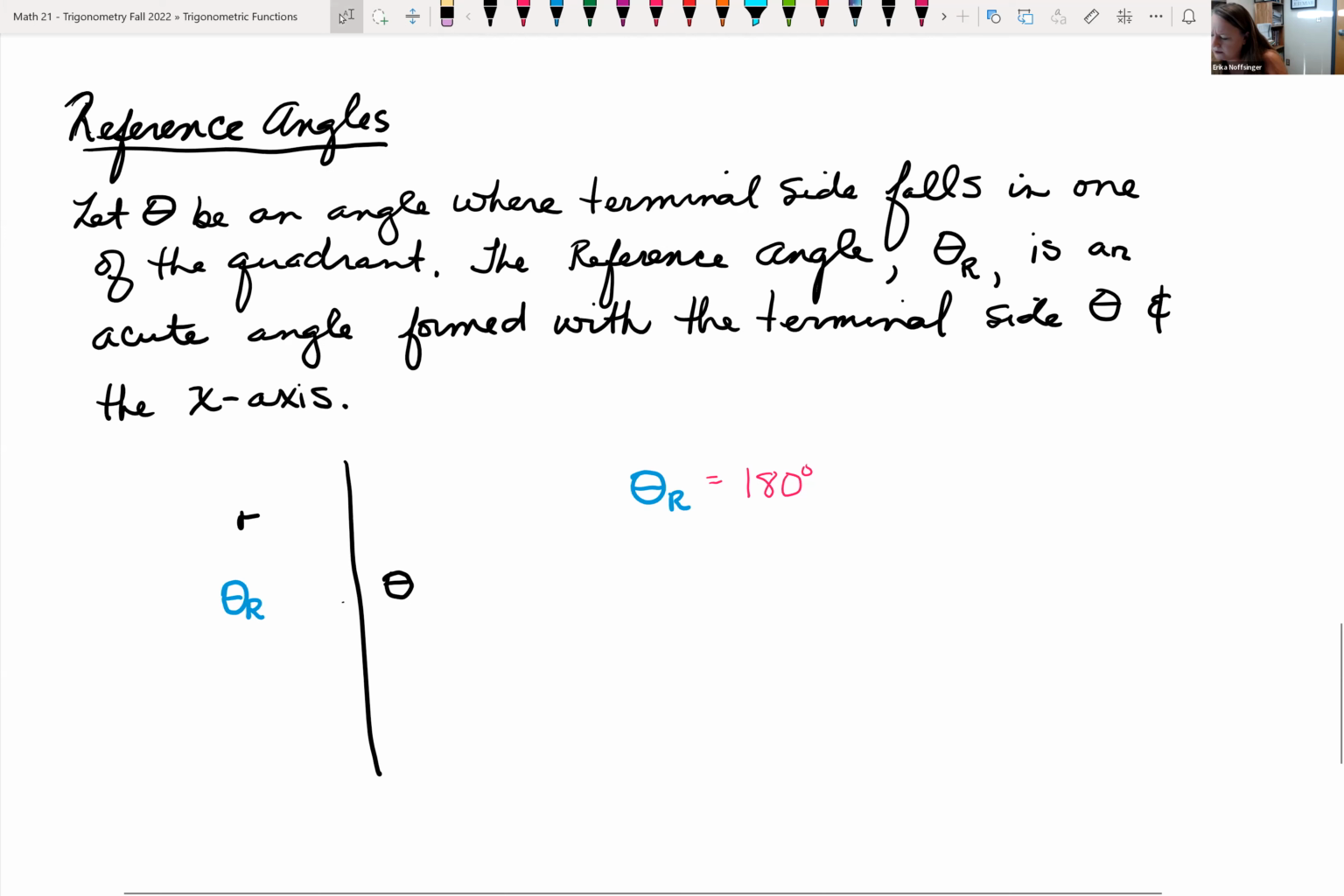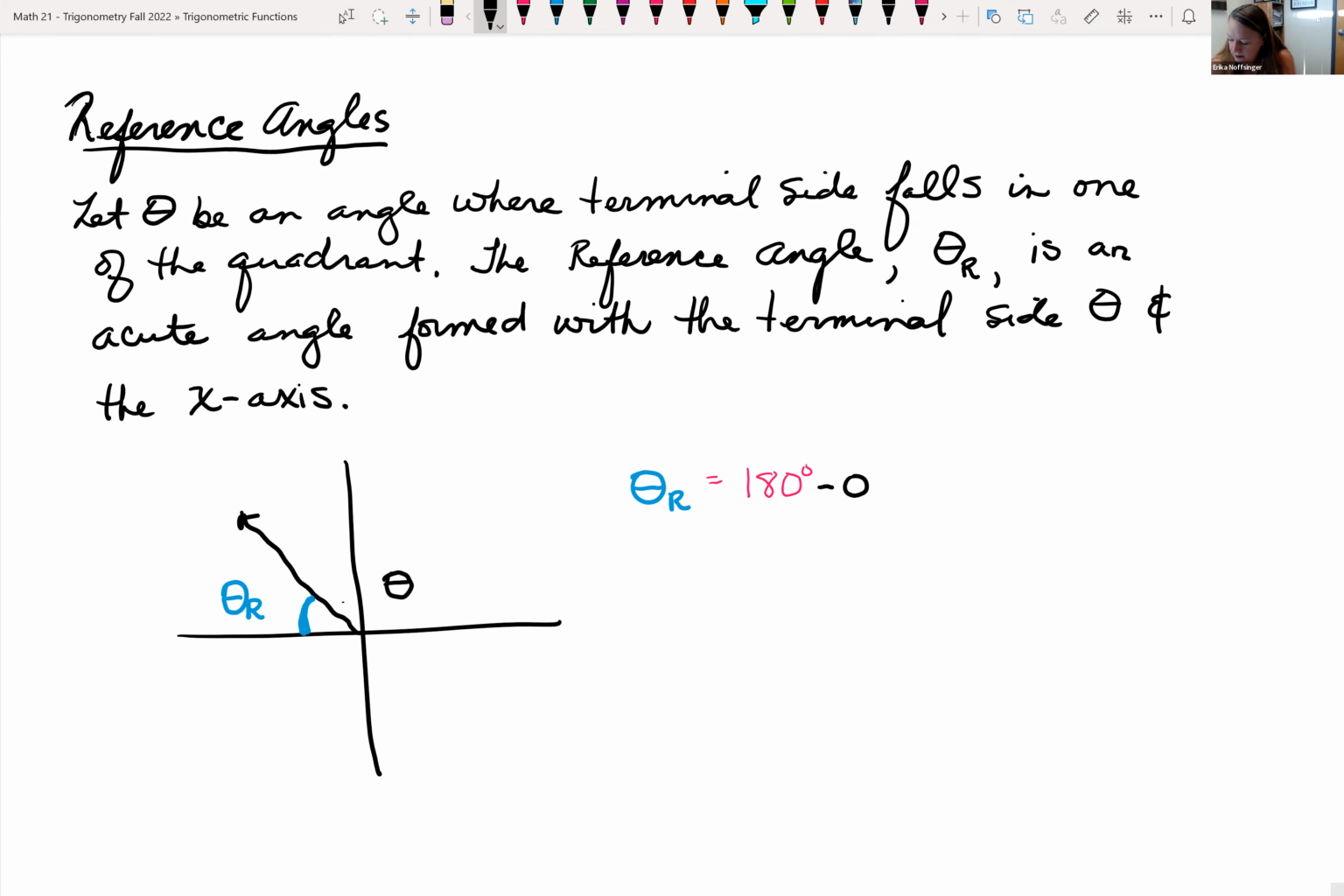Let me put that back. So 180 degrees minus theta is going to give us our reference angle there. Or if we're in terms of radians, 180 degrees is pi radians, so pi minus theta.